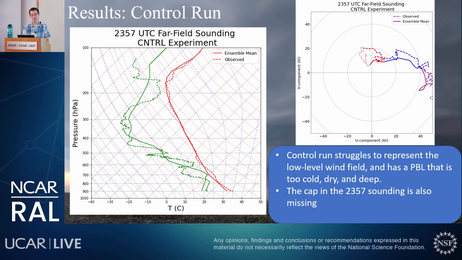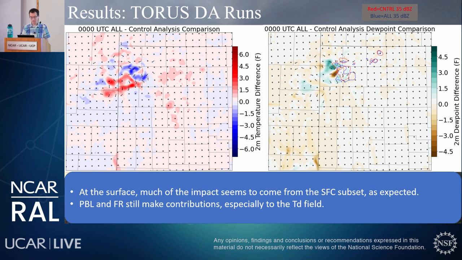So can the TORUS DA help with this? Well, comparing our all run, which assimilates the whole kitchen sink of TORUS data, and the control run, you get some warming here, in the southern portion of the cold pool, cooling in the northern bit, and you get a donut of increased moisture here around a bit of drying in the center of that cold pool. The contours here, red is control where the storm is, and blue is all, so it doesn't move the storm around much. But you do get a bit of an improvement in that cold pool. It moves a little bit north and west if you just look at the individual ensemble means here.